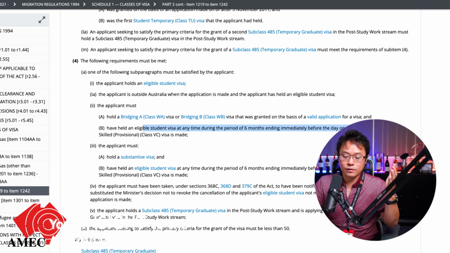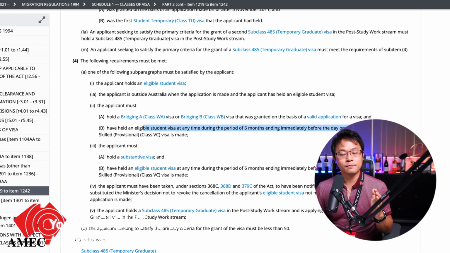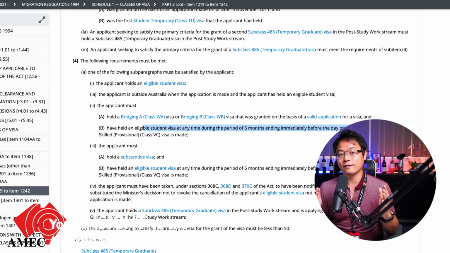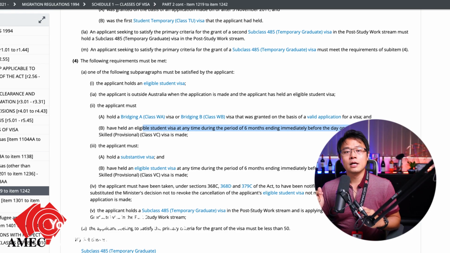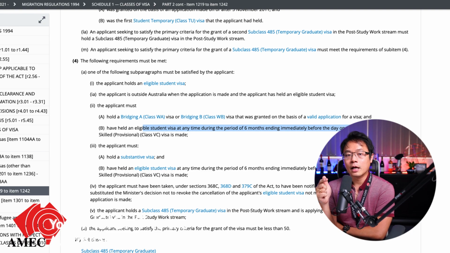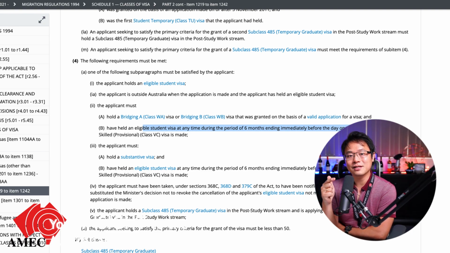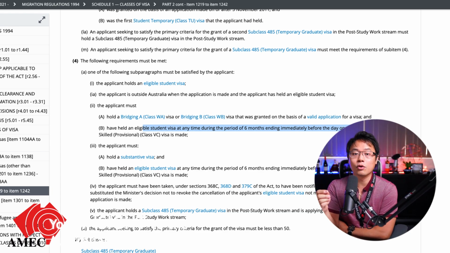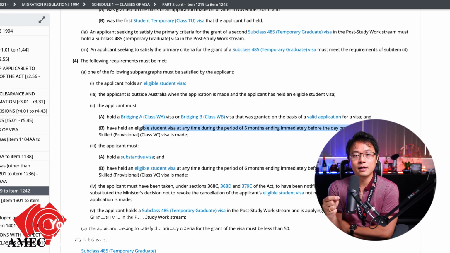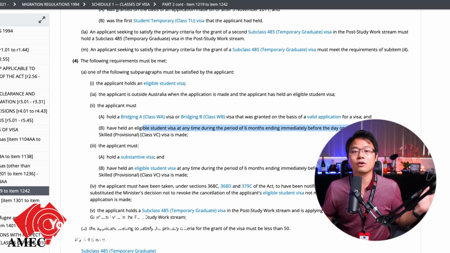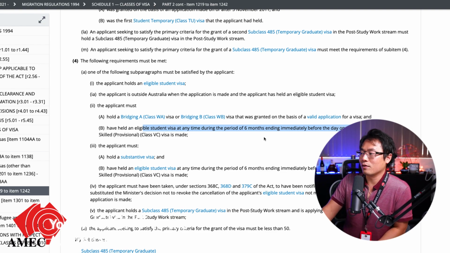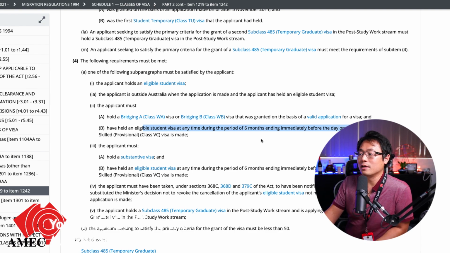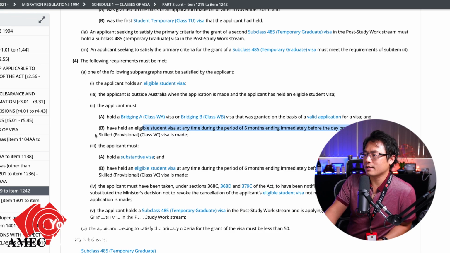So obviously the rule of thumb is once you graduate, you should go to your student center and obtain a document called a letter of completion. It will indicate your course completion date. Counting 6 months forward from the course completion date is the period in which you're required to lodge the 485 visa. If you haven't lodged within that window of time, then you lost the right to a 485 visa. If you lodge it 6 months and 1 day later, then that visa will be invalid. That's how it actually works.